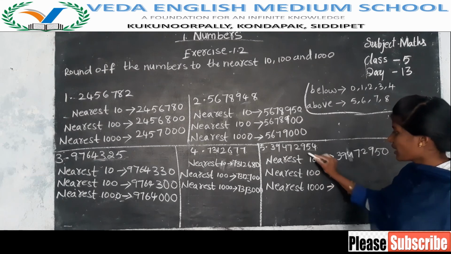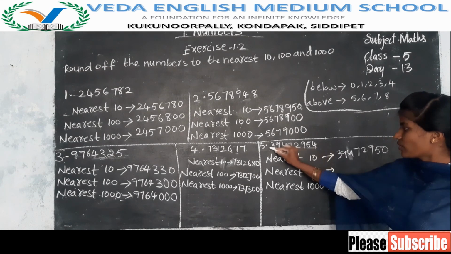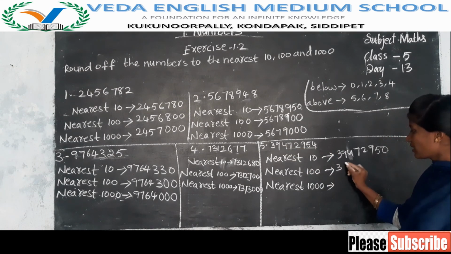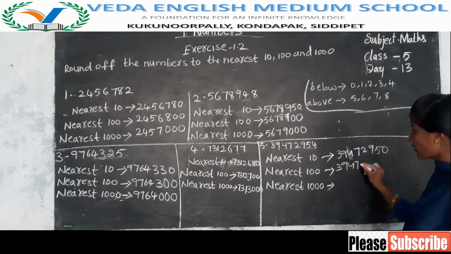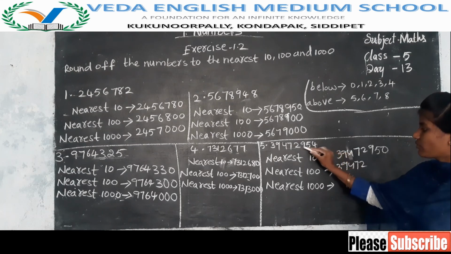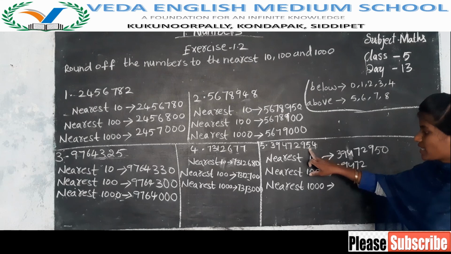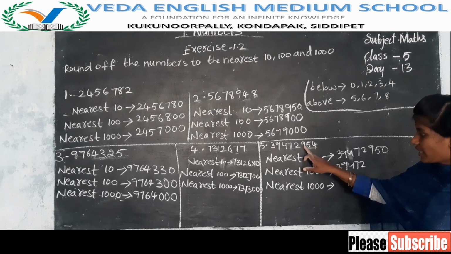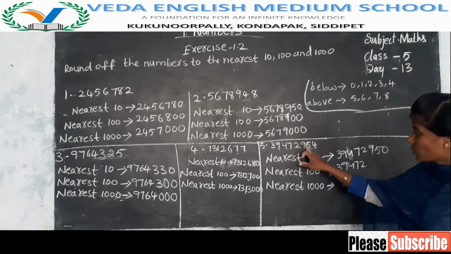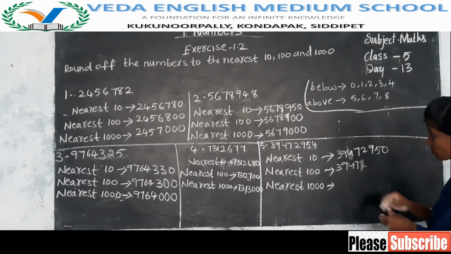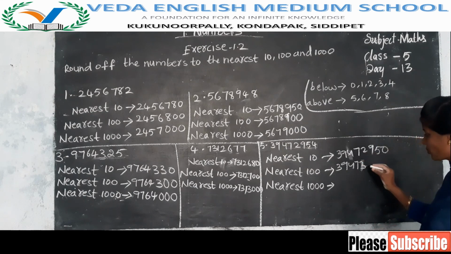Nearest hundreds, so you have to check only these three, then write the remaining as is. 3 9 4 7 2 9 5 4, then check the tens place. Tens place is 5. If tens place is 5 then you increase the next number. 9 increases to 10, so 3 comes here and 1 carries over, 10. Remaining all are zeros.